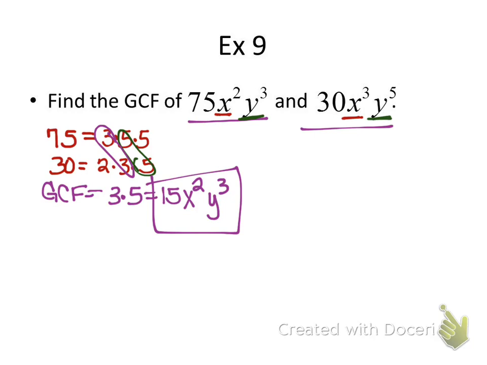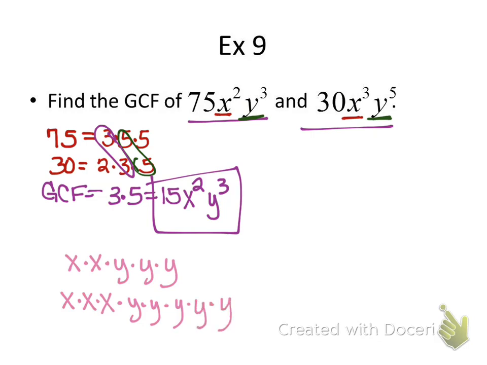Do you guys understand how that works? Yeah. So you don't write what I'm writing in pink right now. I'm going to write out the variables for 75. So how many x's do I have? How many y's do I have? 1, 2, 3. Okay, and now for 30, how many x's do I have? 3. And now how many y's do I have? 1, 2, 3, 4. That's a lot of extra work, right? So I said you don't have to write what I write in pink. Now, what do they share?